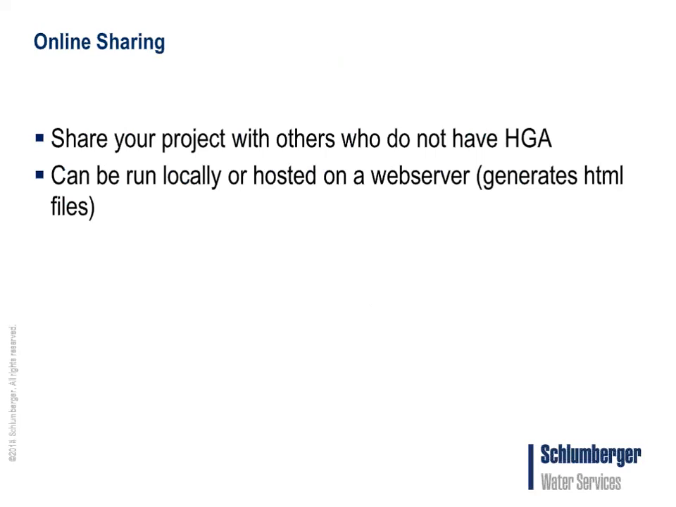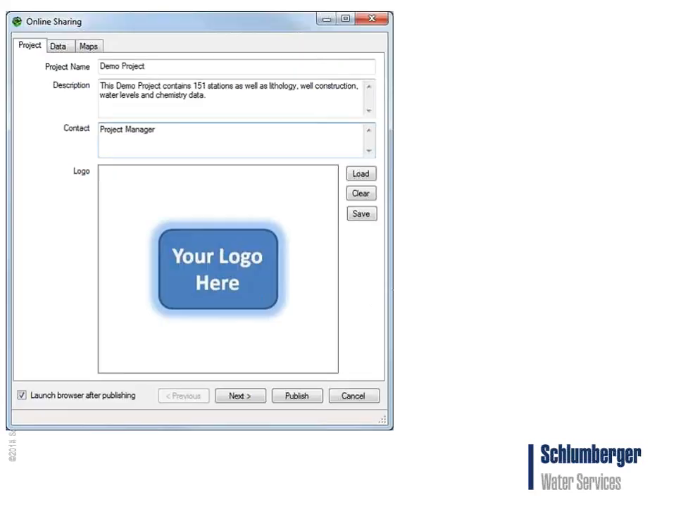So the last feature that I wanted to go through is the online sharing feature, and we implemented this actually back in HGA 2012, but we have been having some questions and people were wanting to have a refresher on it. So the online sharing functionality allows you to share parts of your HGA project with people who do not have HGA. So this is actually generating HTML files, and these can be run locally, or they can also be hosted on a web server. So they can be put up on a web server. So let's take a look at how this would occur within the program.